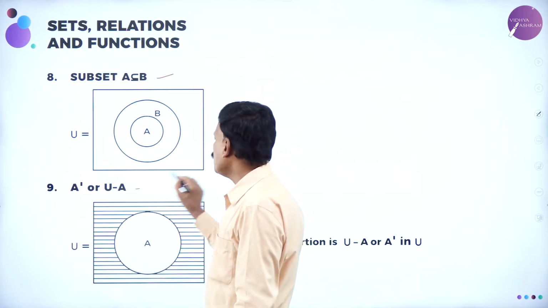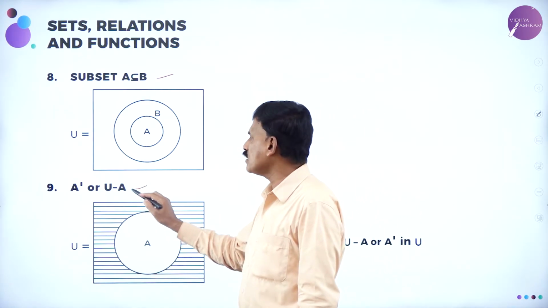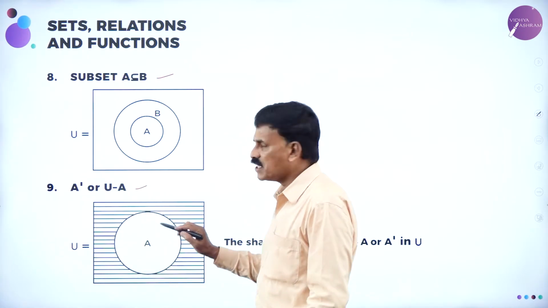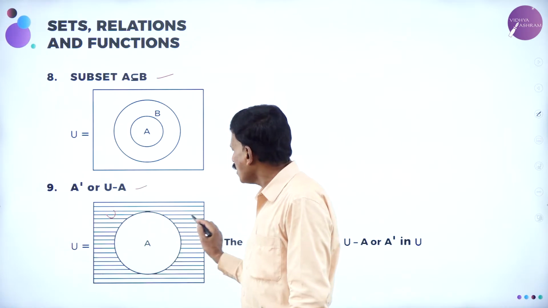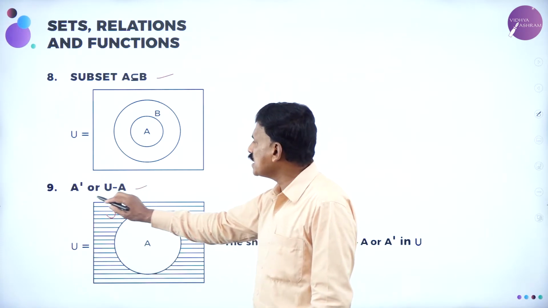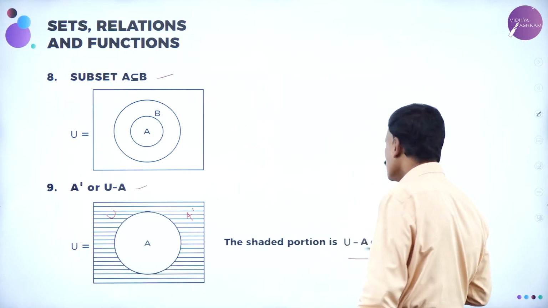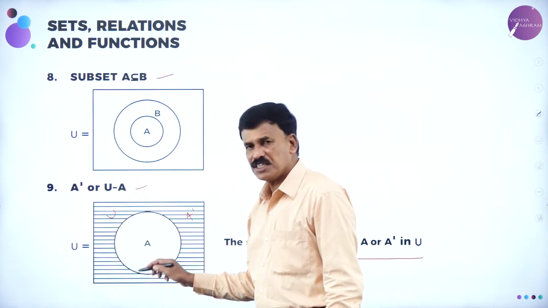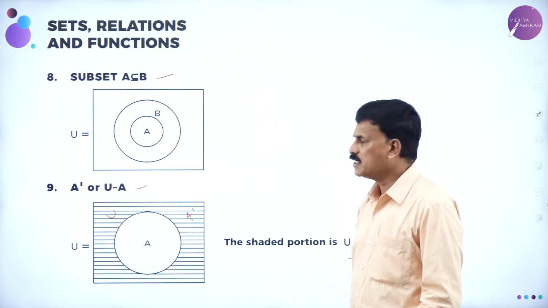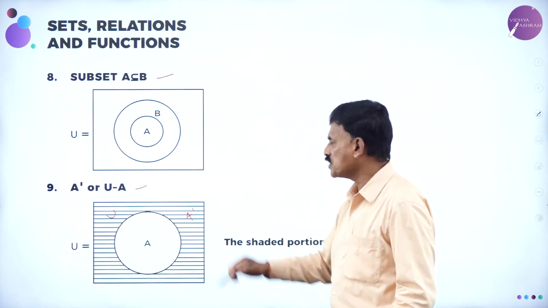And A dash, the complement of A, is denoted as U minus A. All the elements which are in the universal set minus A, all the elements other than A. This is a universal set. All the elements other than this A will give the complement, denoted as A dash, that is A complement. This shaded region will give the complement A dash in this set U. U minus A, all the elements which are in U but not in A, is represented by this shaded region.